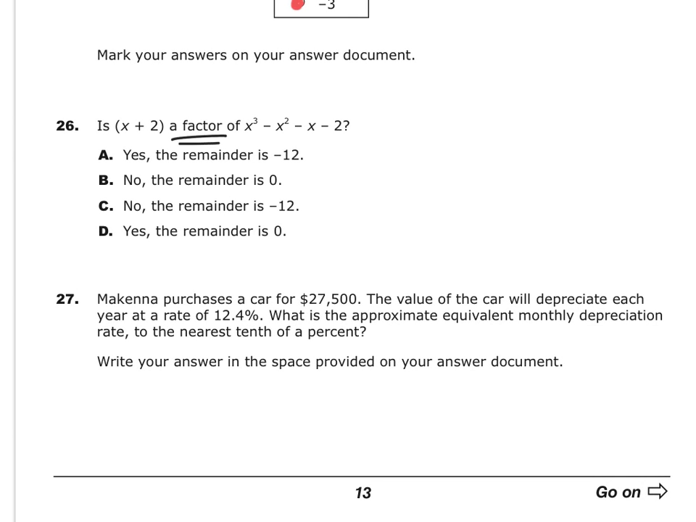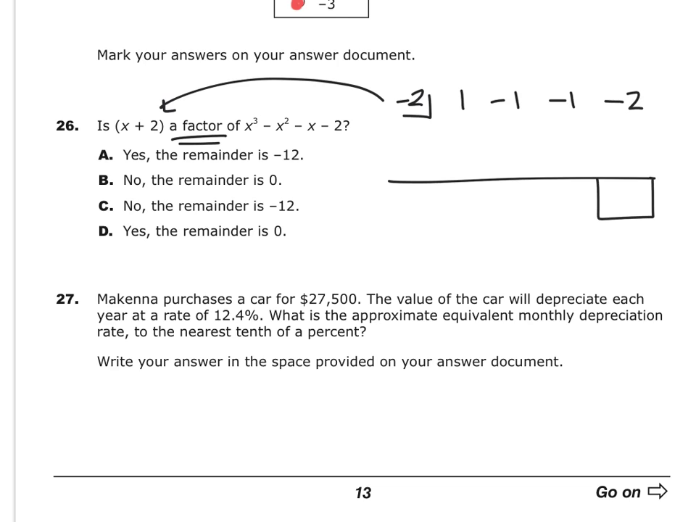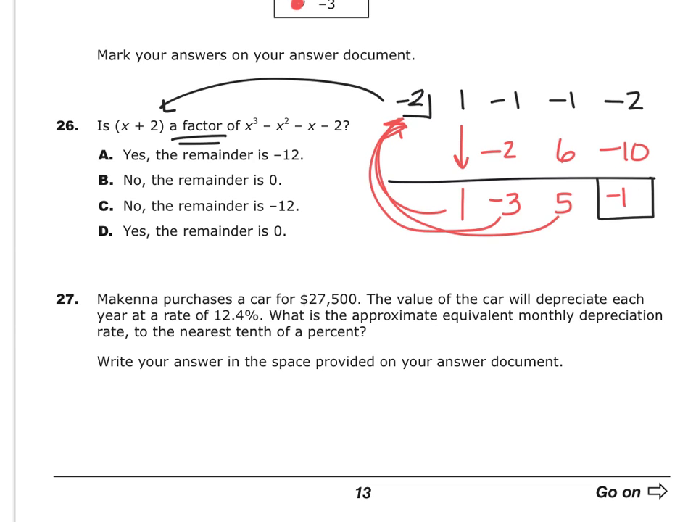Or if they ask me to do division, either way, that's going to be this division. Remember, the number in the corner is opposite of what's inside the parentheses. The other numbers come from my coefficients, so 1, -1, -1, -2. And then I want to divide. To do that, I'm going to bring this down, and then I multiply, so -2, and then add straight down. Multiply, that is going to give me 6, add straight down, multiply, -10, add straight down.